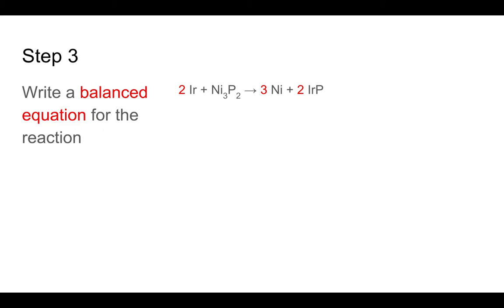Step three, we want to make sure our equation is balanced. So I had to add a few coefficients. You can see in the equation I had to add a 2 in front of iridium, a 3 in front of nickel, and a 2 in front of iridium phosphide. That makes everything balanced.